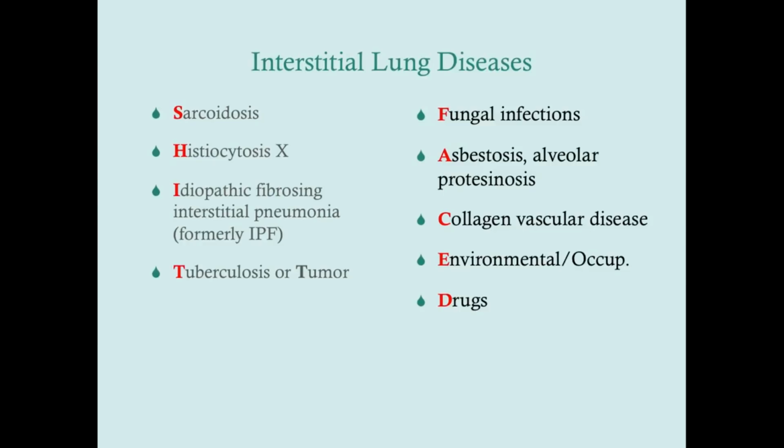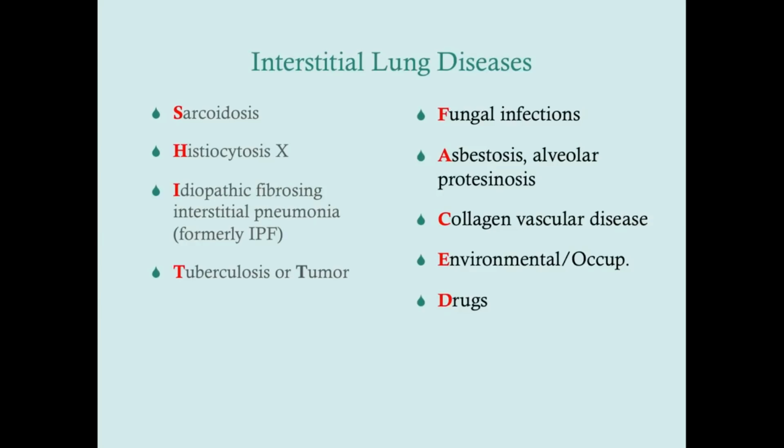So there's sarcoidosis, Histiocytosis X, Idiopathic Fibrosing Interstitial Pneumonia, which has just gotten a name update. It used to be called Idiopathic Pulmonary Fibrosis. For the USMLE, you should know both names, although I believe on the USMLE they should tell you IPF in addition to Idiopathic Fibrosing Interstitial Pneumonia, because this name change was so recent.